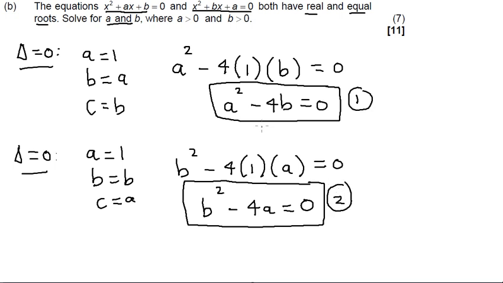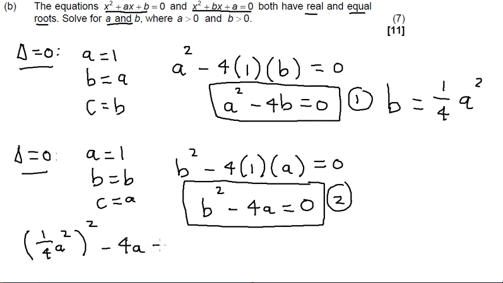So now we need to solve equations 1 and 2 simultaneously. We can make b the subject of the formula in equation 1. So that's going to give me b is equal to a quarter a squared. And I can substitute this value for b into equation 2. So now this will give me a quarter a squared, all squared, minus 4a is equal to 0.